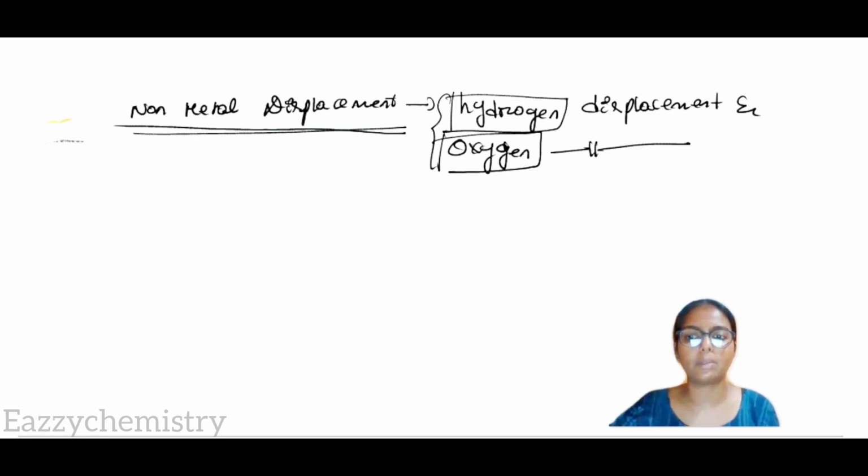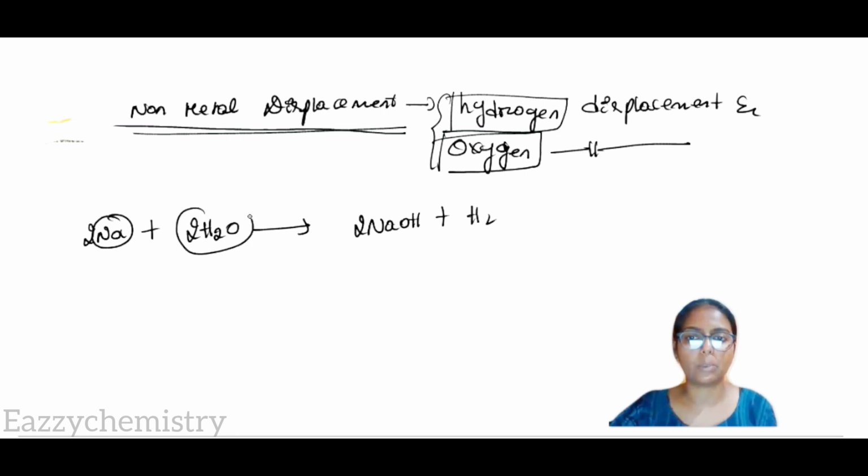For example, consider 2Na plus 2 moles of water, H2O, which produces 2NaOH plus H2. So here the sodium and the water combine to form sodium hydroxide and hydrogen. Only the displacement of hydrogen and oxygen takes place, so there is no metal displacement. That's why this particular reaction is termed a non-metal displacement reaction.